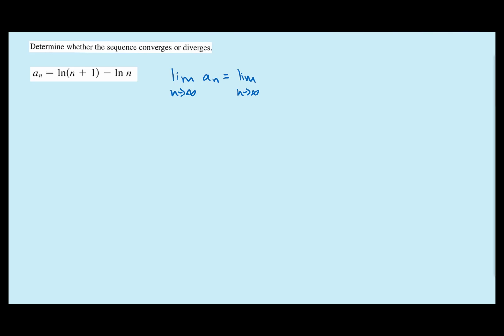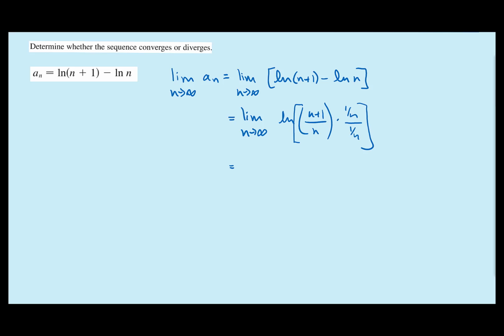In this question, let's use our log rules. Log of a minus log of b is equal to log of a over b. Now we can simplify this rational expression on the inside by dividing the top and the bottom by n. One over n will go to 0 as n goes to infinity. So this is equal to the ln of 1, which is 0. The limit exists and the sequence converges.